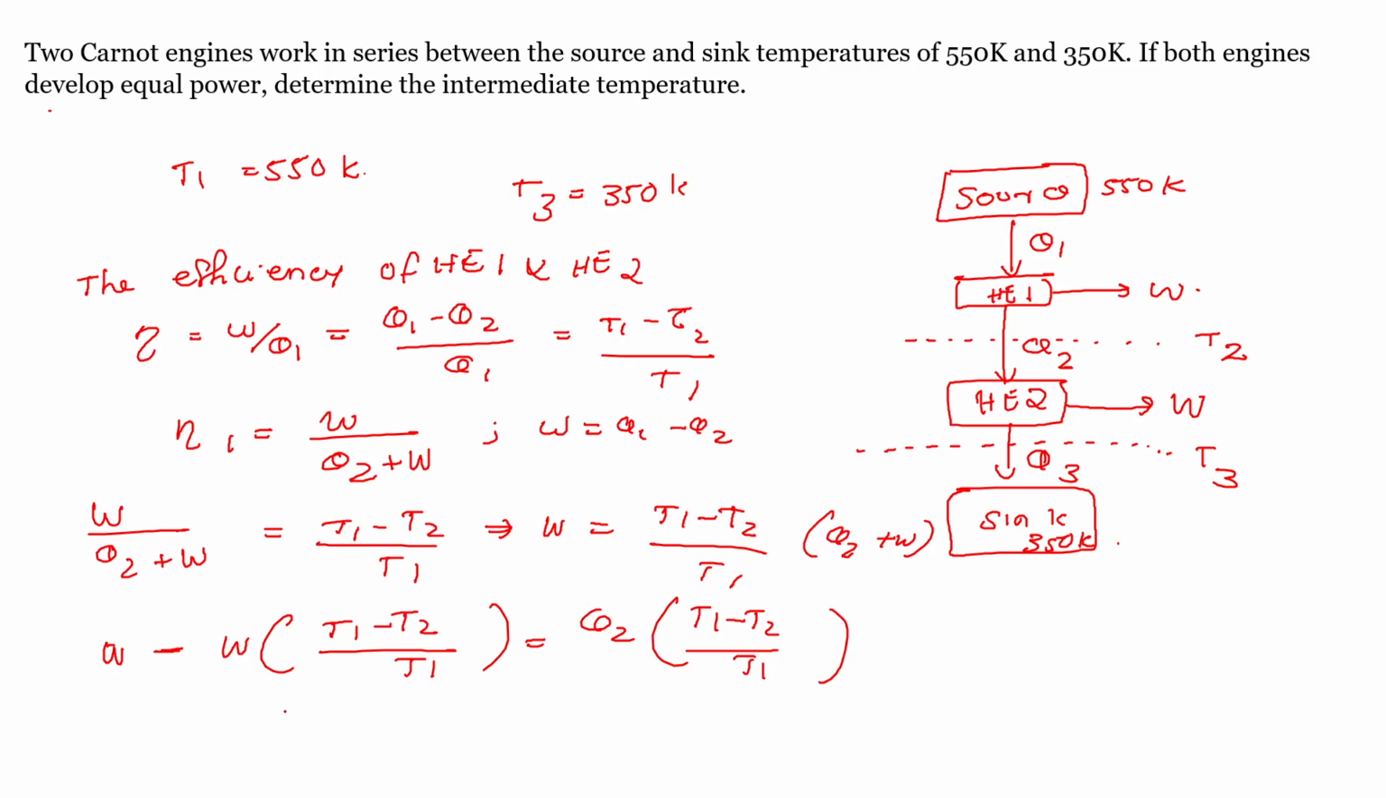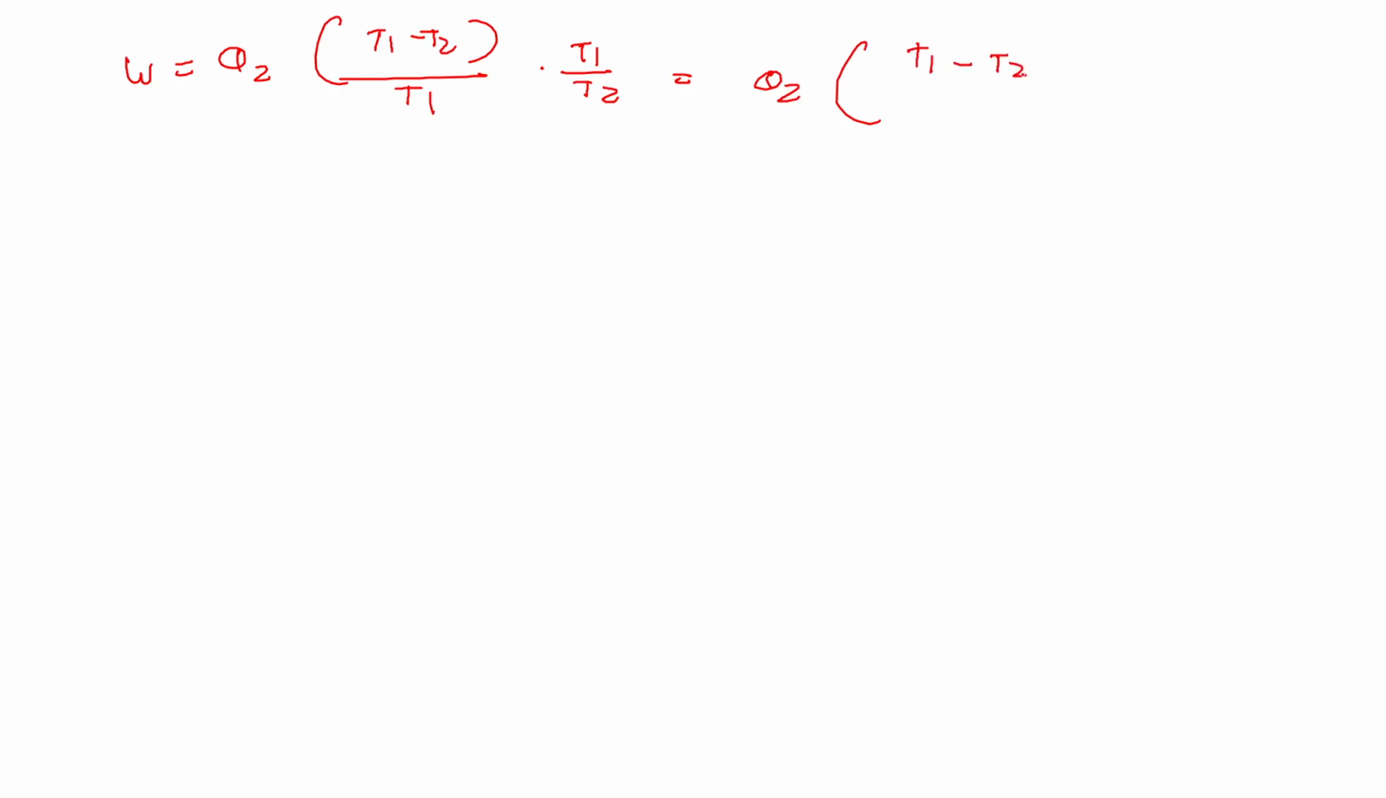Okay, so you can write W times T2 minus T1 is equal to Q2 times (T1 minus T2) divided by T1. From this you will get the value W is equal to Q2 times (T1 minus T2) divided by T1, times T1 divided by T2. It will be Q2 times (T1 minus T2) divided by T2. That we can take as equation 1.